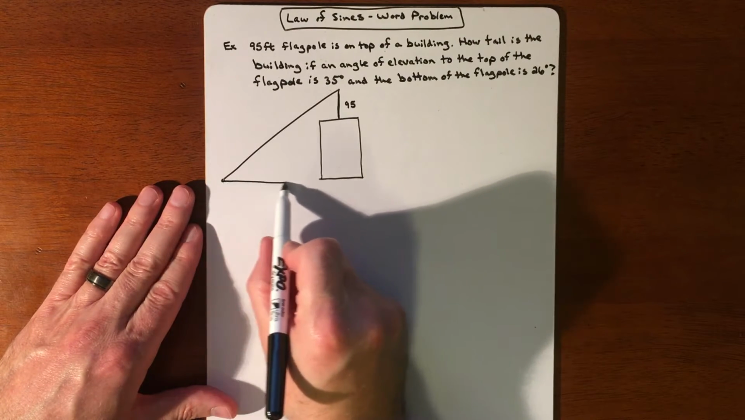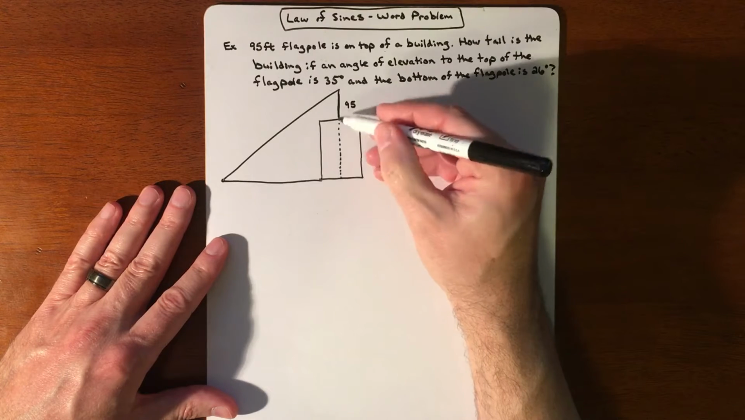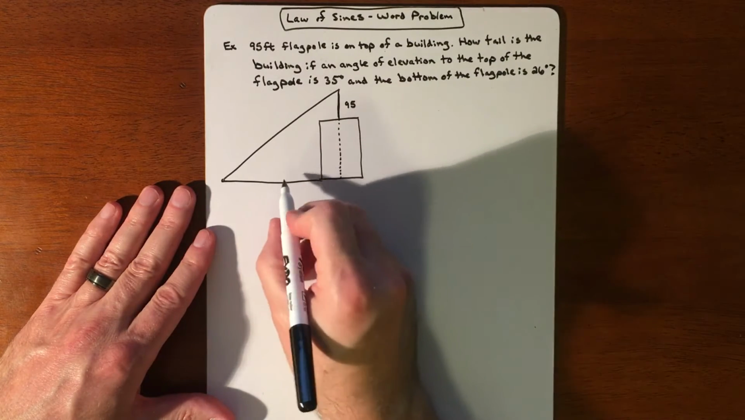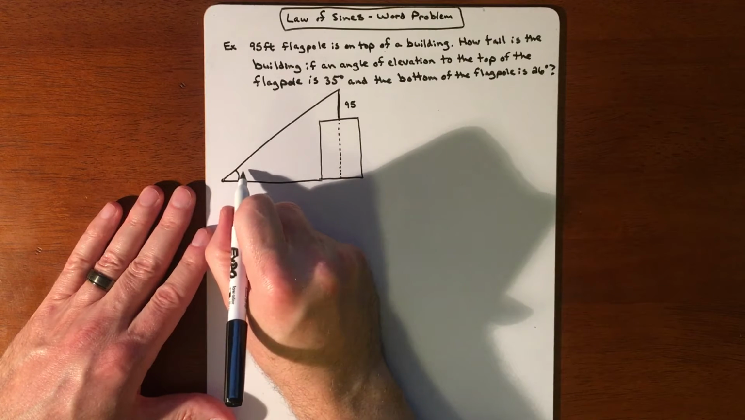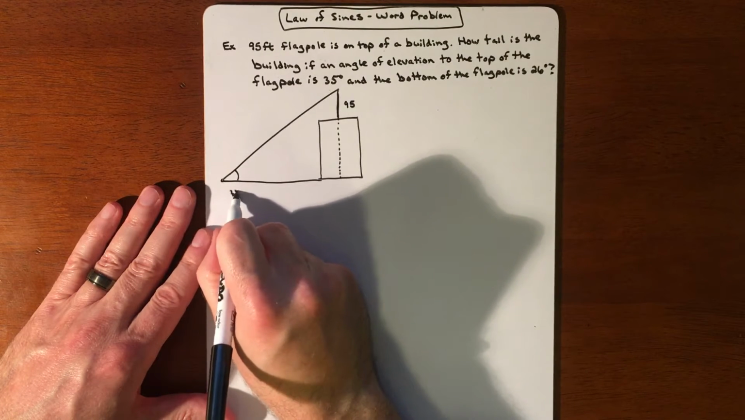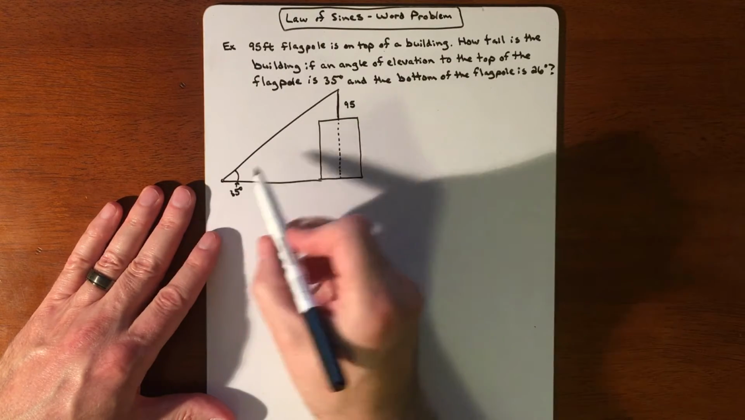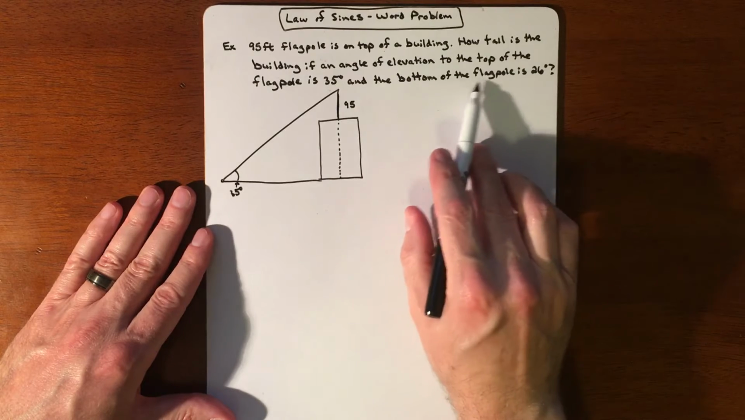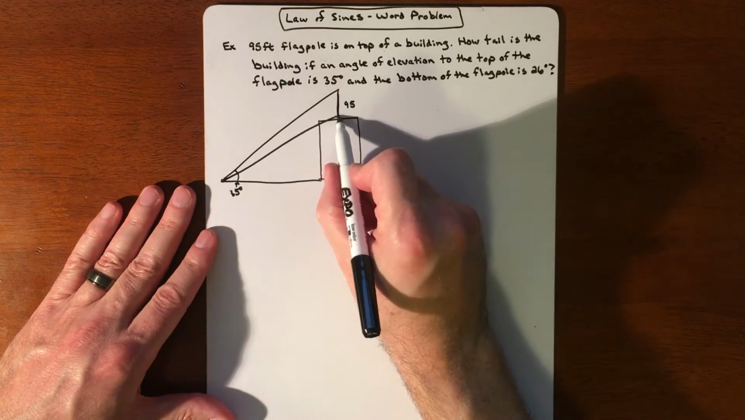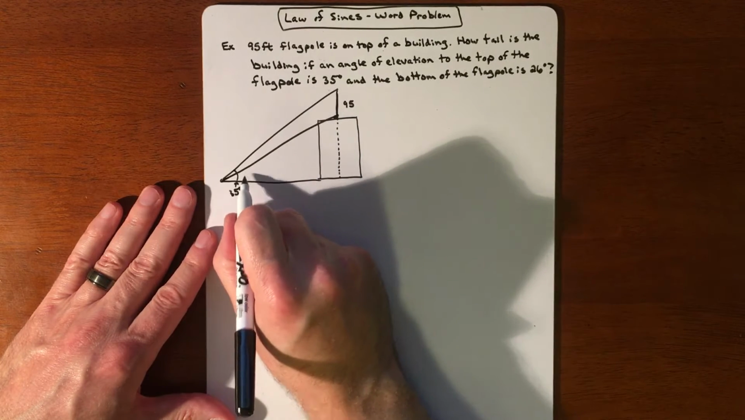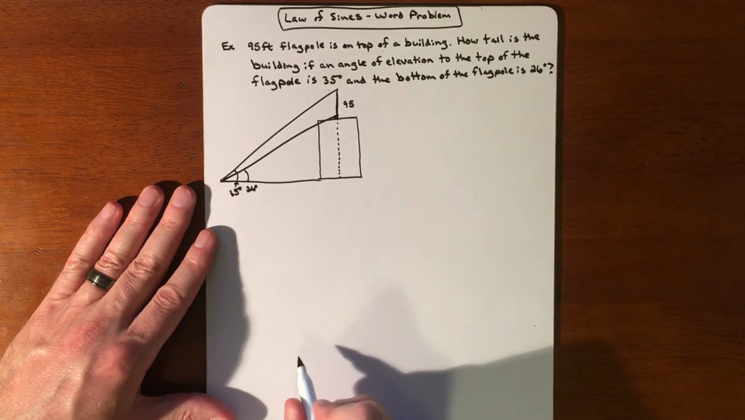So if we go across here, we have the height of the building. We're going to cut it right down the middle from the flagpole. We know that this angle right here is 35 degrees. Then they give us a second piece of information. The angle of elevation to the bottom of the flagpole is 26 degrees. So this one is 26 degrees.